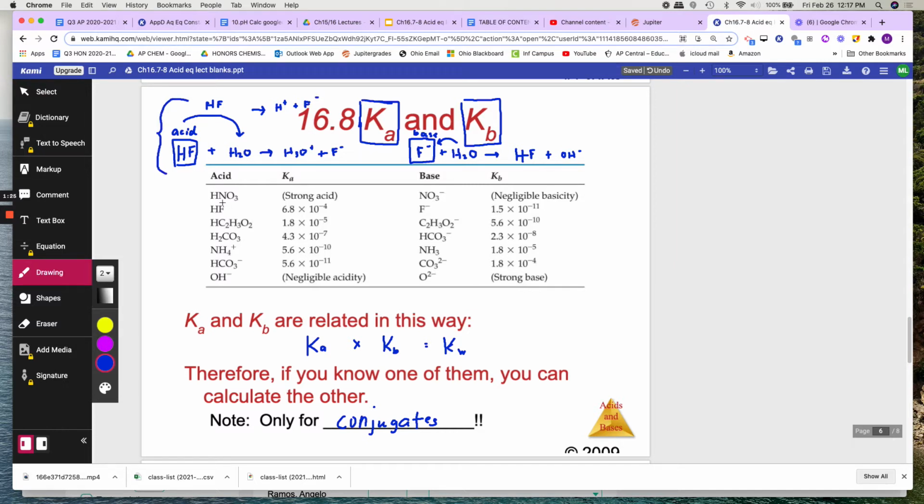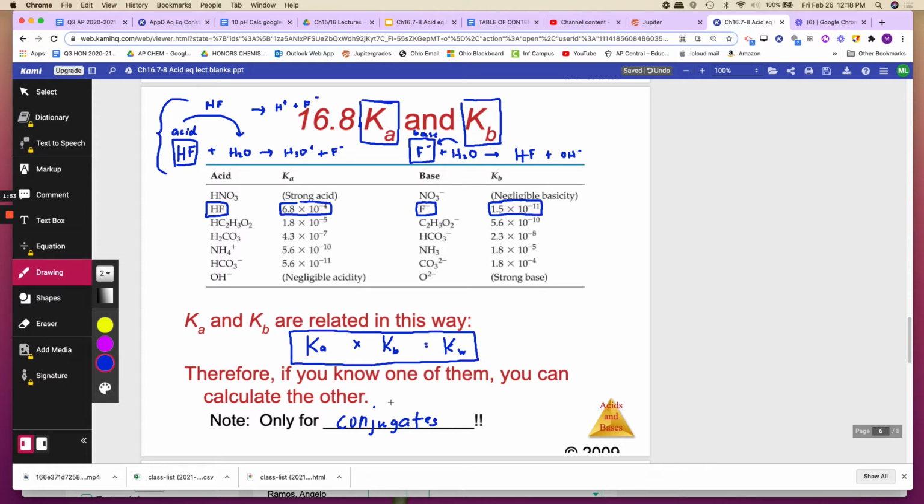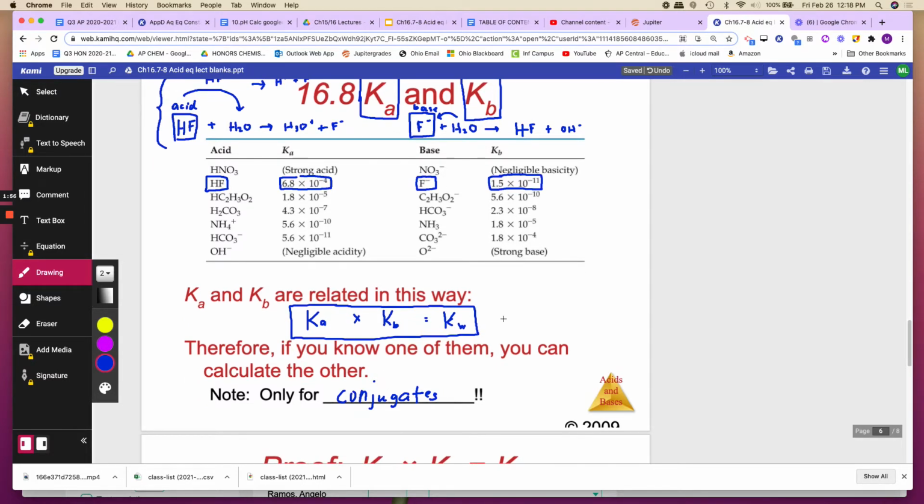So HF is here. The Ka for HF is 6.8 E negative 4. This is its conjugate base, F minus. The Kb is 1.5 E negative 11. As you can see, since they're conjugates, these two numbers relate to each other in this way: Ka times Kb is equal to Kw. Okay, and I will prove that to you in the next slide. Remember, this relationship only holds if they are conjugates.